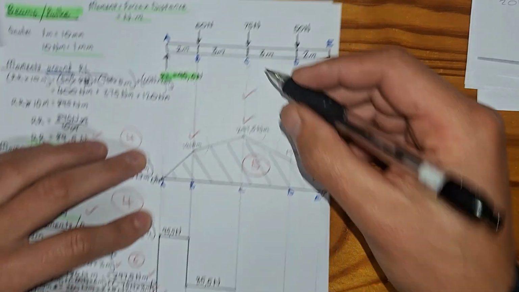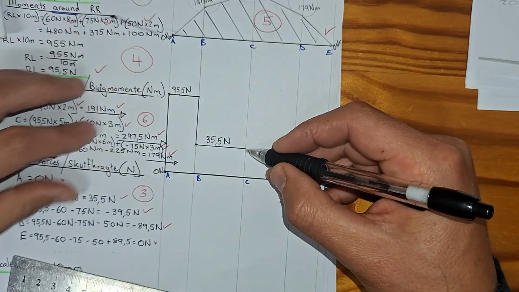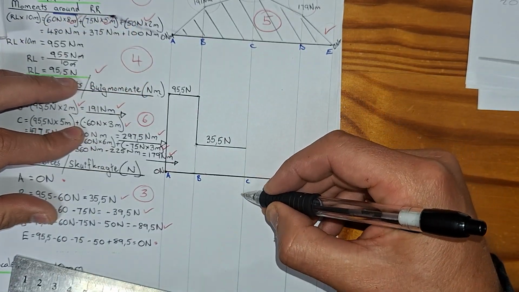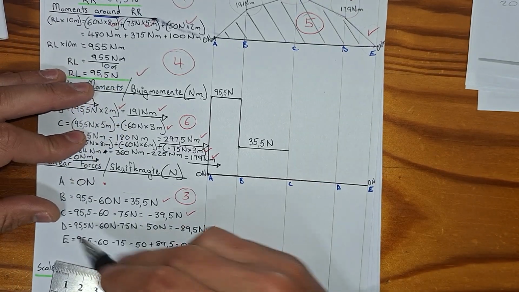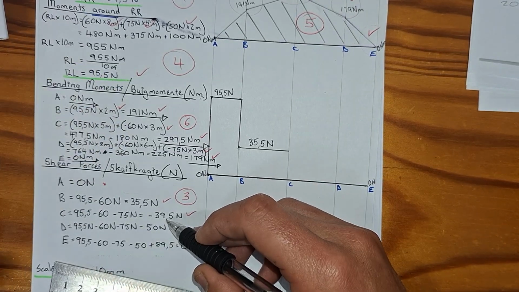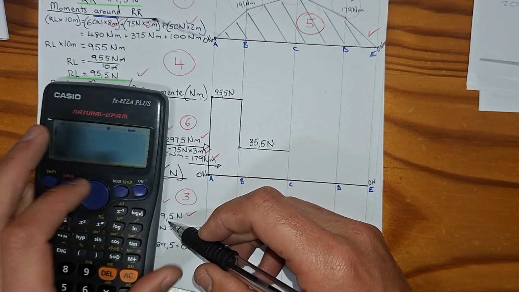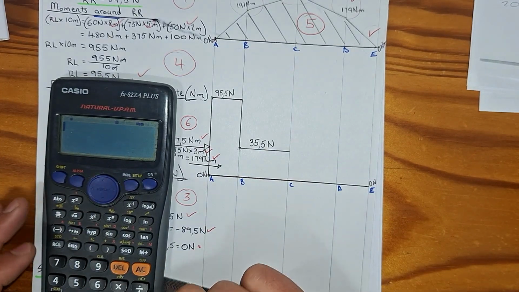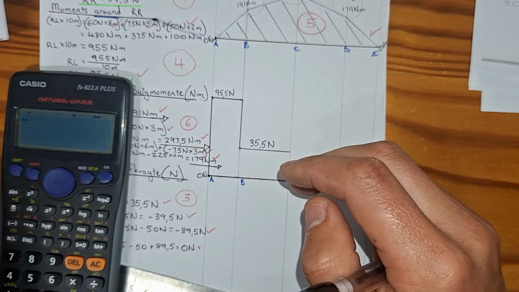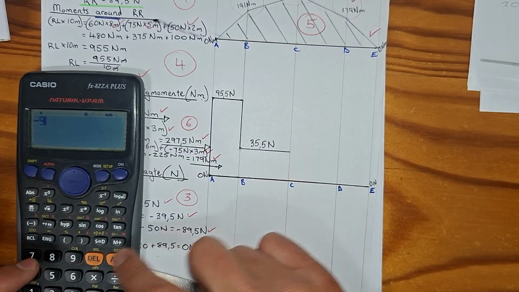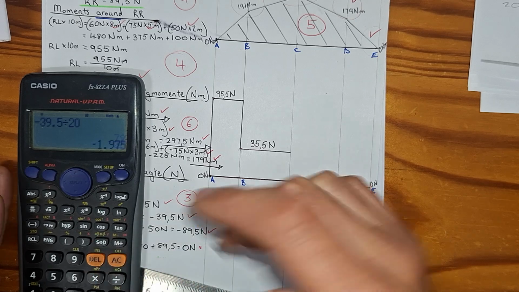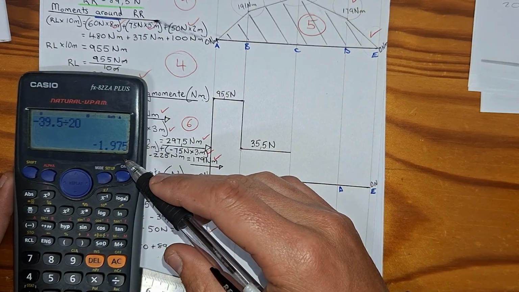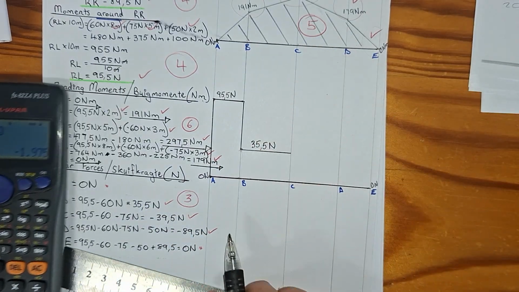So then at C, it falls down 75 newtons. So it falls all the way, and then it's going into the negative. We've already calculated here that at C, it's supposed to be ending at minus 39.5 newtons. So minus 39.5 divided by our scale, which gives us minus 1.975. So it's around about minus 2 centimeters.